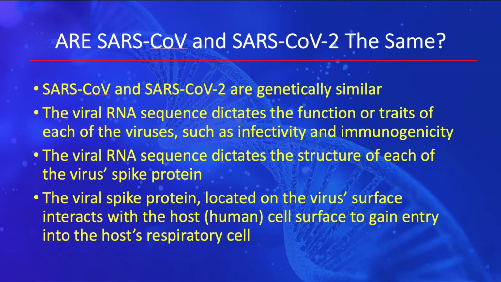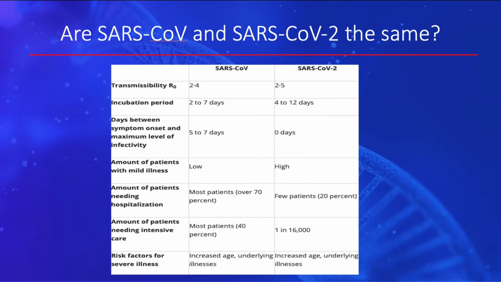Immunogenicity is the ability of a virus or foreign invader to cause an immune response in humans, such as induction and production of an antibody that can inactivate the virus or foreign invader. Since the SARS viruses are genetically similar, one would expect the spike proteins of each of these viruses to be similar, but not identical, and consequently they would be expected to induce similar immunogenicity in the host, or the human. This slide describes some of the traits of each of the viruses.